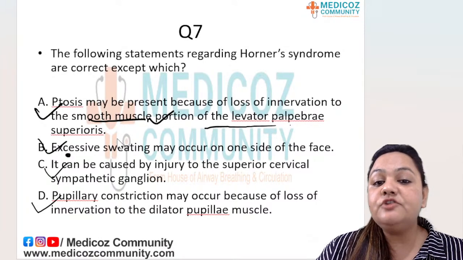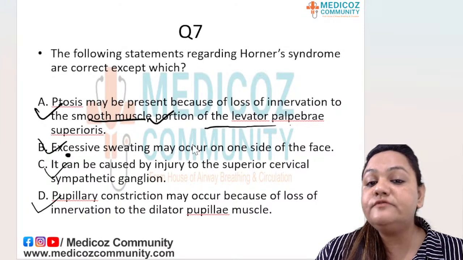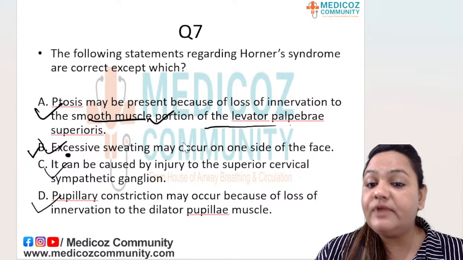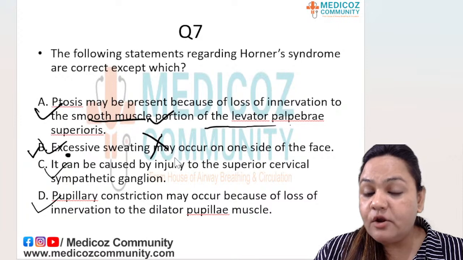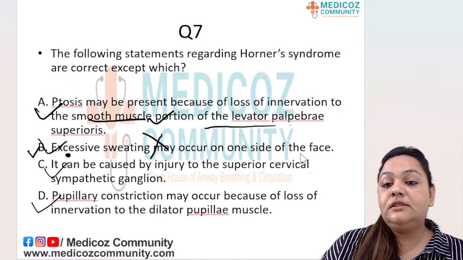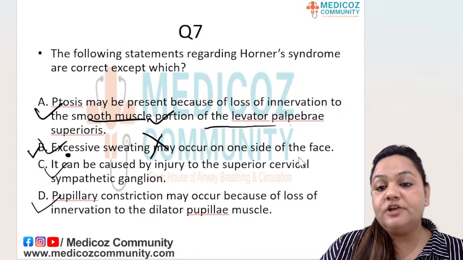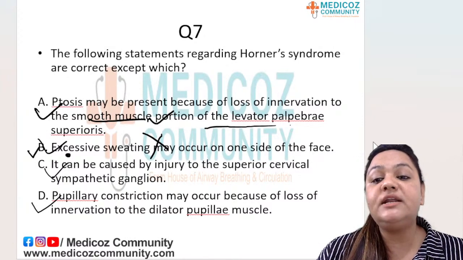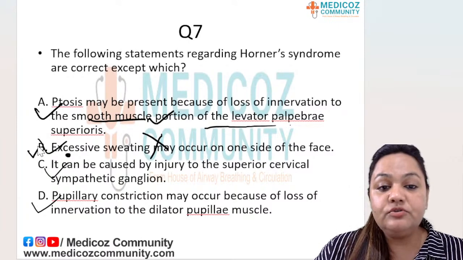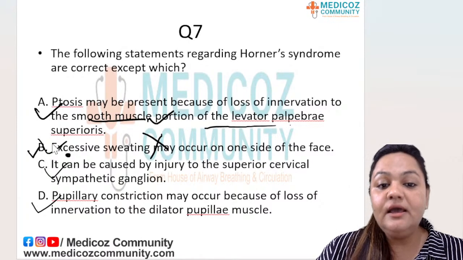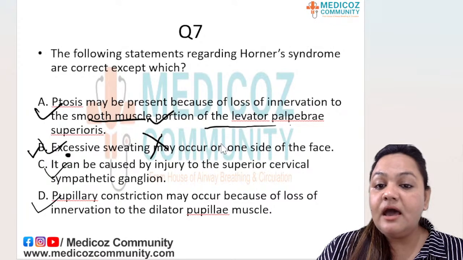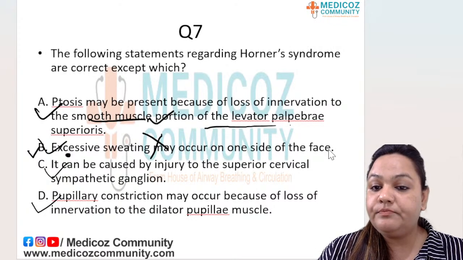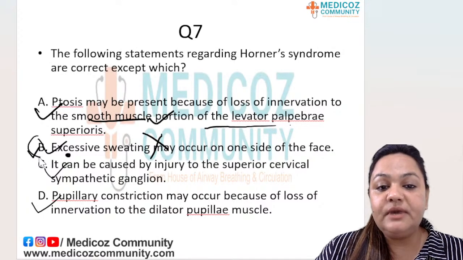We have anhidrosis, which is the loss of sweating. So in this option you can see it is written excessive sweating. Excessive sweating cannot be there, because there is a condition, anhidrosis, which is due to the lack of nerve supply to the sweat glands, which is provided by the sympathetic nerve. So this is our answer here, option B. Excessive sweating may occur on the side of the face. It cannot be there in case of Horner syndrome. Okay, so option B is the answer.